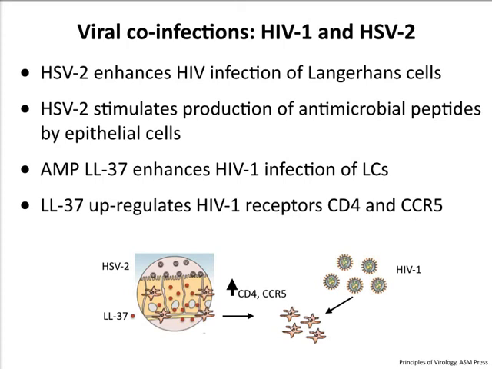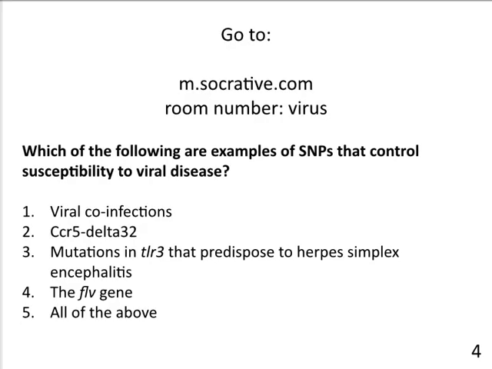So HIV1 infects the Langerhans cells, makes it more likely that you're going to be infected, because these are going to now go to the lymph node and present the virus to the cells that it wants to infect. And there are many other examples of microbial co-infections that we're becoming more aware of, where the virulence is much more than either infection on its own.